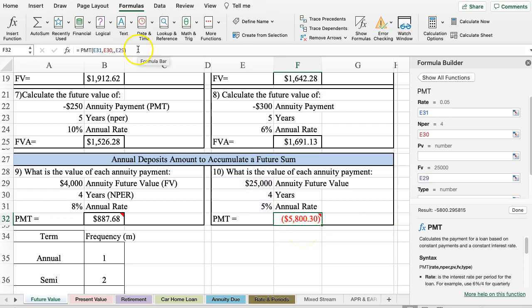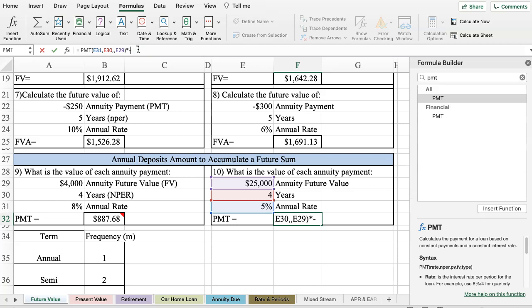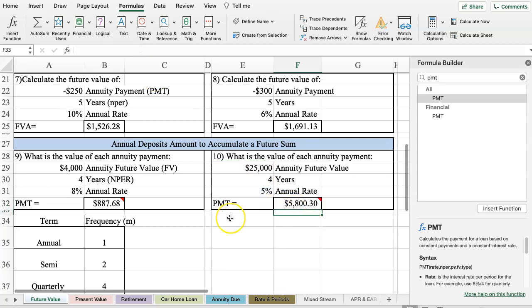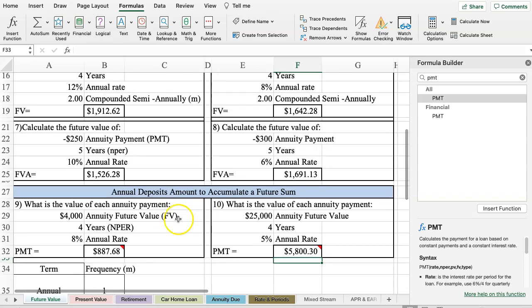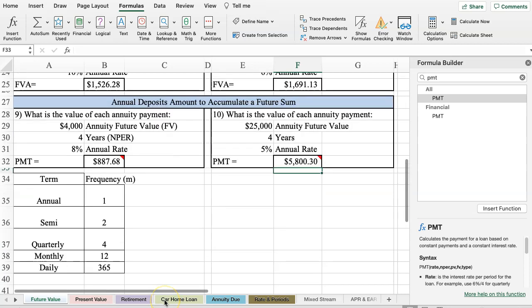When you enter it into the homework manager, it does want a positive number, so you can just multiply by -1. For frequencies, you can see we handle them by adjusting the annual rate. We'll look at that a little bit more when we do the home loan. Okay, so let's do present value.